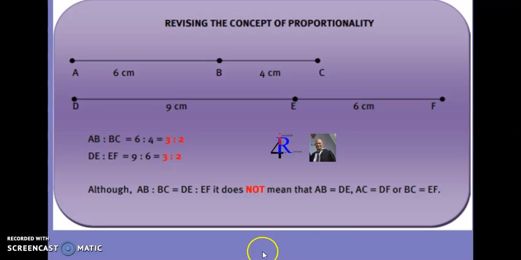Although AB to BC is equal to DE to EF, it does not mean that AB is equal to DE. Likewise, it does not mean that AC is equal to DF, nor does it mean that BC is equal to EF. It's just in the same proportion.